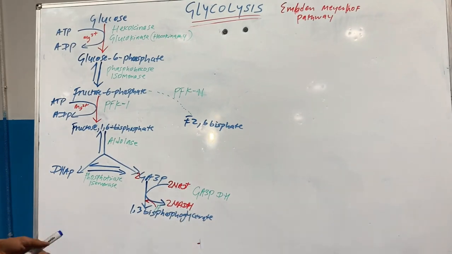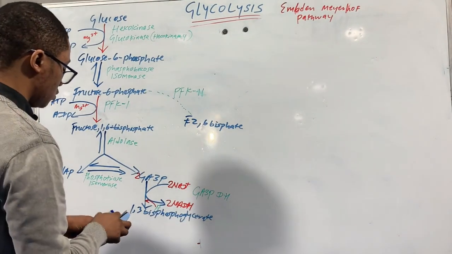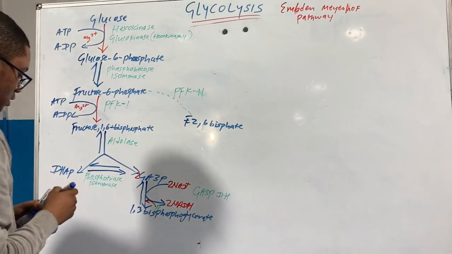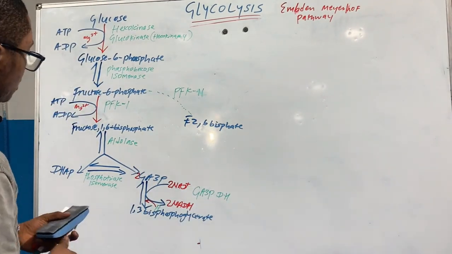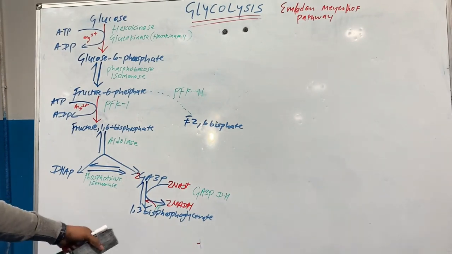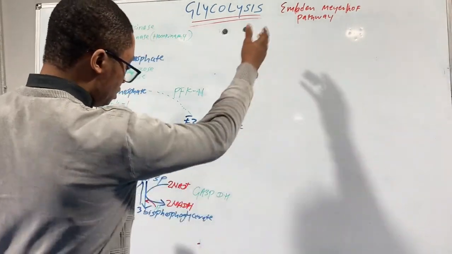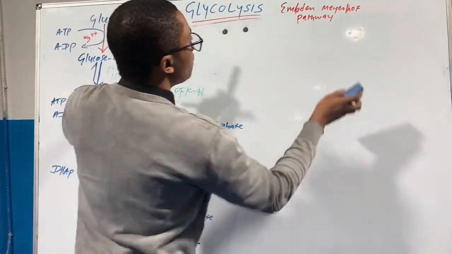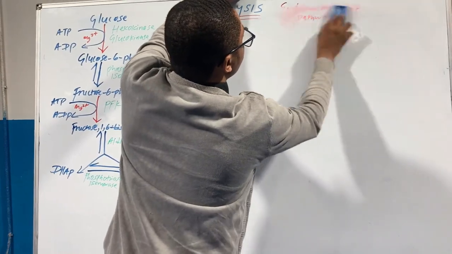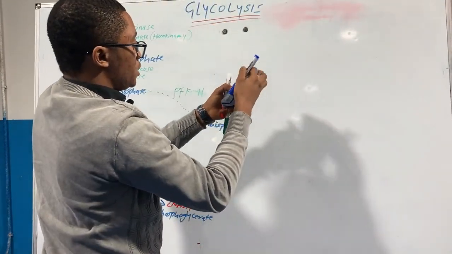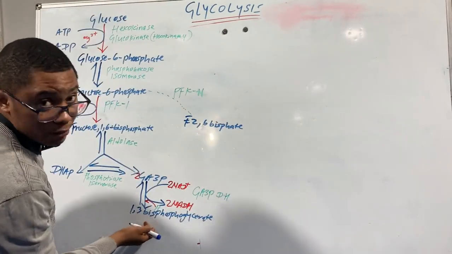So the next step here, remember this stage is also a reversible step. So the next step here is now the conversion of 1,3 bisphosphoglycerate into 3-phosphoglycerate. So I'm gonna write it here now. Okay, let me clean off this. All right. So I'm gonna take this up here.